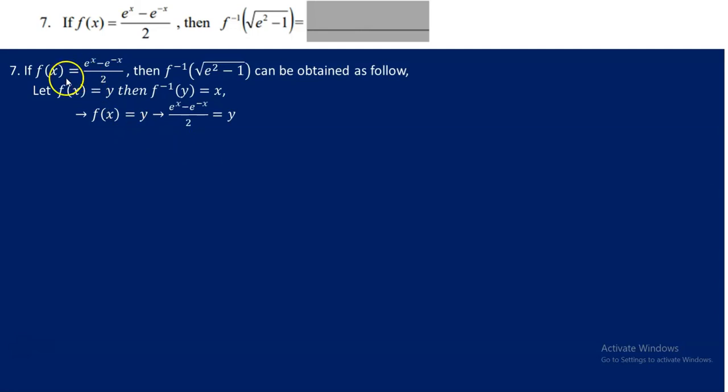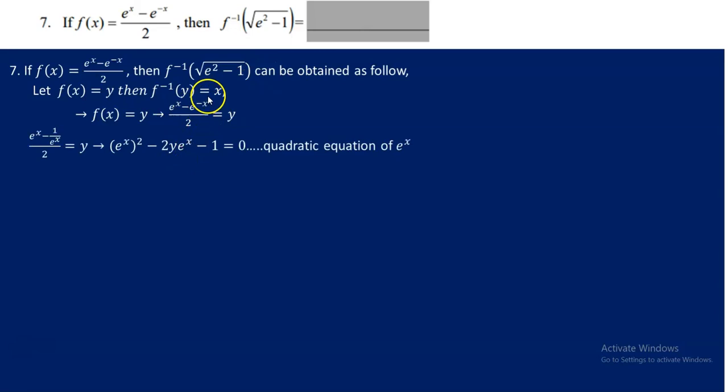So let's find what x is going to be. It has been said that f of x is this, so we have assigned that to be y. So this is equated with y. Now let's solve for x, because our interest is to know what x is going to be after substituting y as radical e squared minus 1. So let's solve for x.